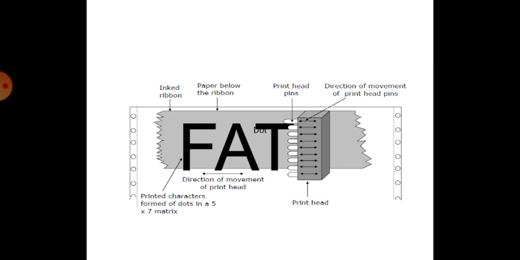The first title you see here is the inked ribbon. The second title you read is the paper below the ribbon. Then you read the print head pins, and then the direction of movement of the print head pins. We have seen the directions in both ways. Also you can find printed characters formed of dots in a 5 into 7 matrix. This print mechanism can be well understood by this diagram. Now we will go to the next slide.